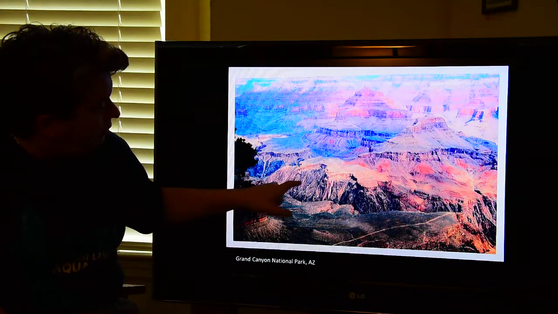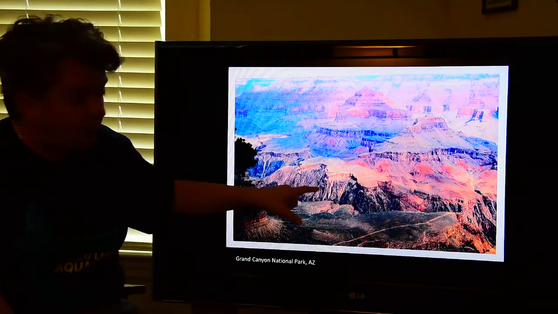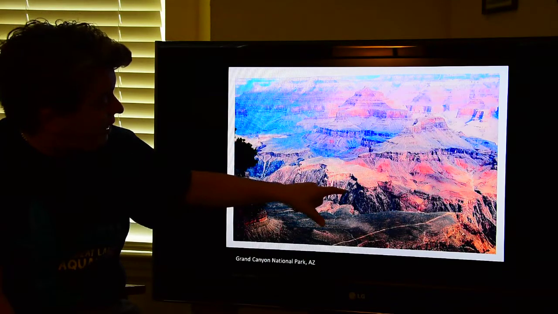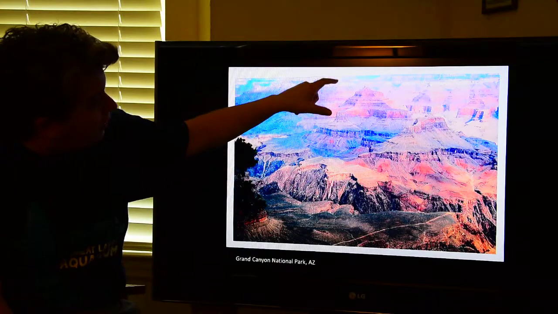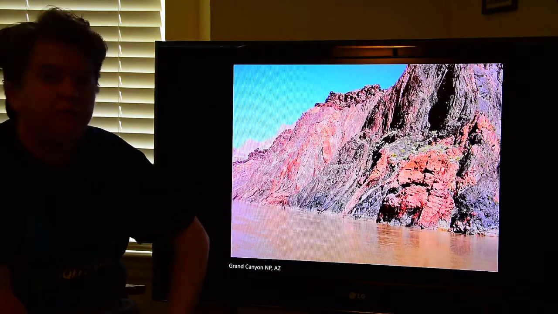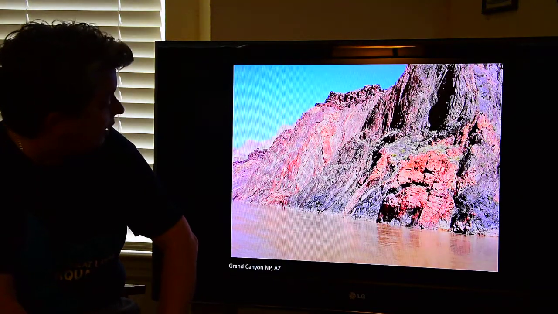Down here, this is called the Vishnu schist. That's an old metamorphic rock. And then all of these are younger sediments piled on top of that old metamorphic rock down in the Grand Canyon.